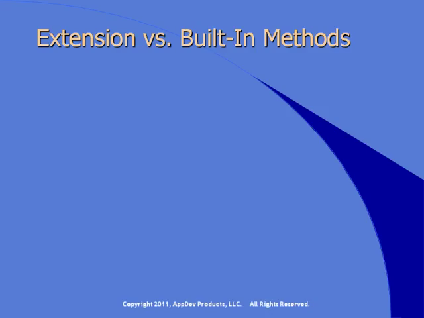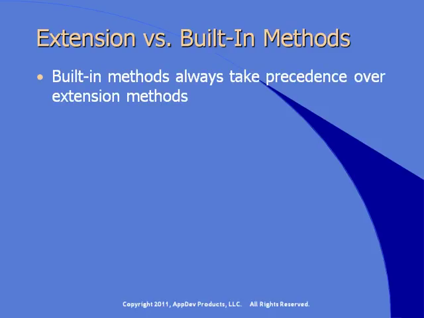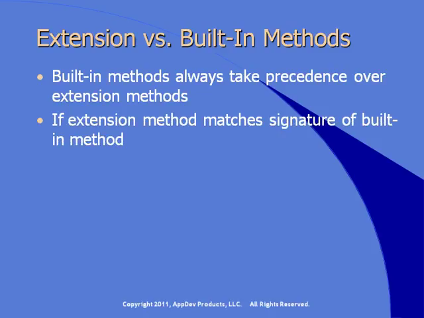It's important to understand the relationship between extension and built-in methods. If you have an extension method with the same name as a built-in method, nothing keeps that from happening, but the built-in method always takes precedence over the extension method. If the extension method matches the signature of the built-in method, the compiler calls the built-in method. So in every case, if there's a conflict, the compiler will call the built-in method.